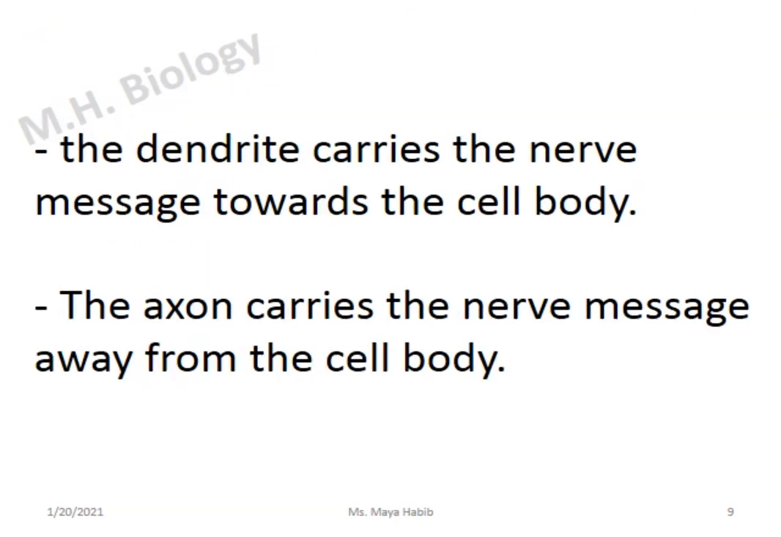The dendrite is the nerve fiber which carries the nerve messages towards the cell body, and the axon is the nerve fiber that carries the nerve message away from the cell body. So we can say that the nerve message transmission along a neuron is unidirectional. It is always in that one direction, from the dendrite towards the cell body, and then along the axon away from the cell body.